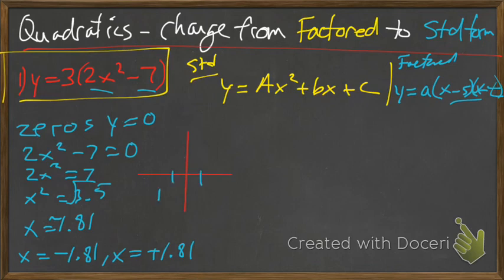So in our grid, that's negative 1.8, and that's positive 1.81. We know that those are our zeros, and our parabola is probably going to look something like that. Unless it opens up, it'll look something like that, but we don't know that yet. All we know is what our zeros are.